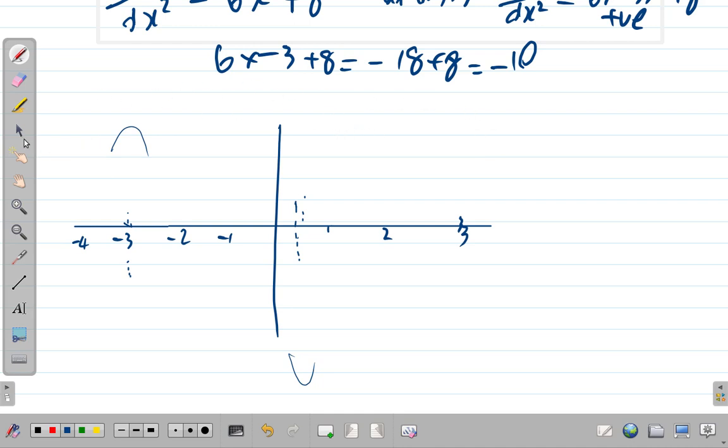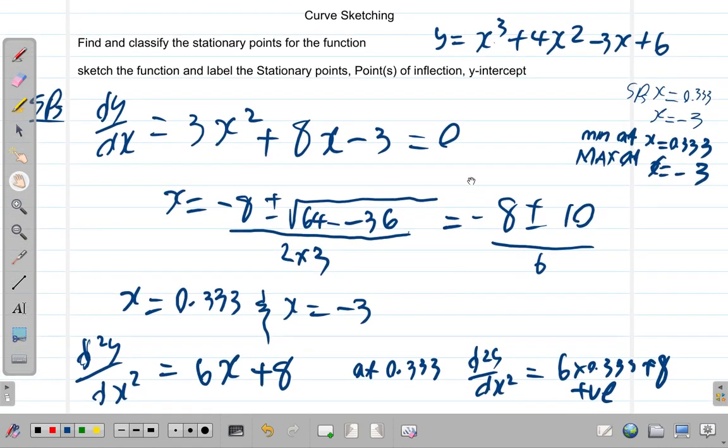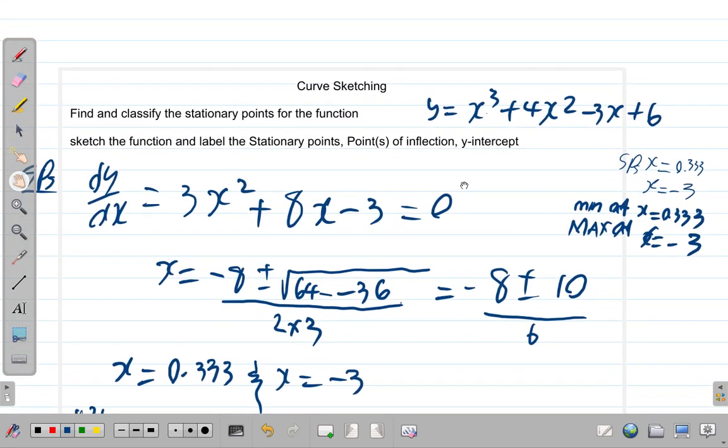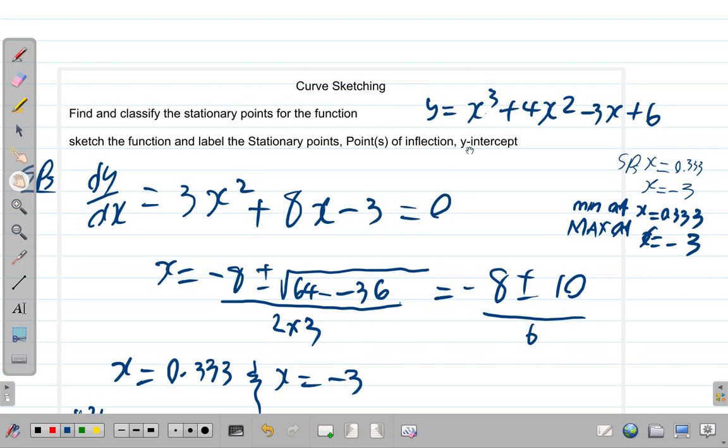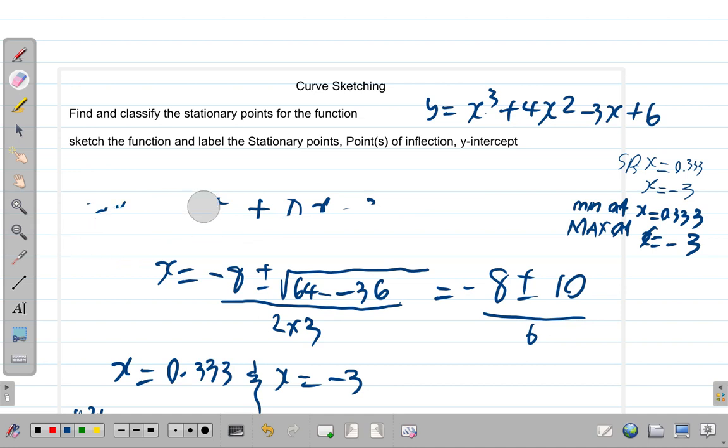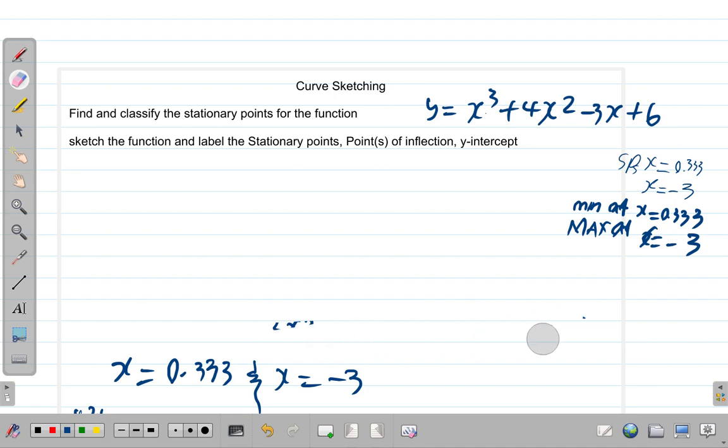to get exactly where it is, we need to substitute the y value. We need to get the y values. Alright? In other words, we need the coordinates of the stationary points. We know that it's located at x. One of them is located at 0.333. What's the y of that? So let's erase part of this work and make some space so that we can get our y's.